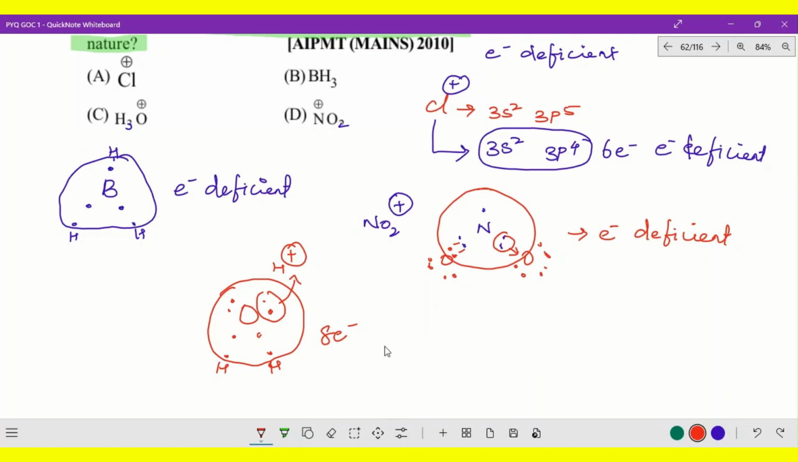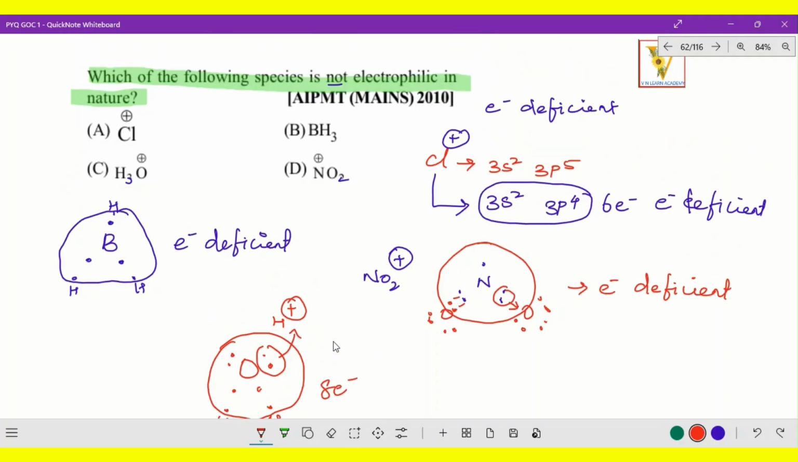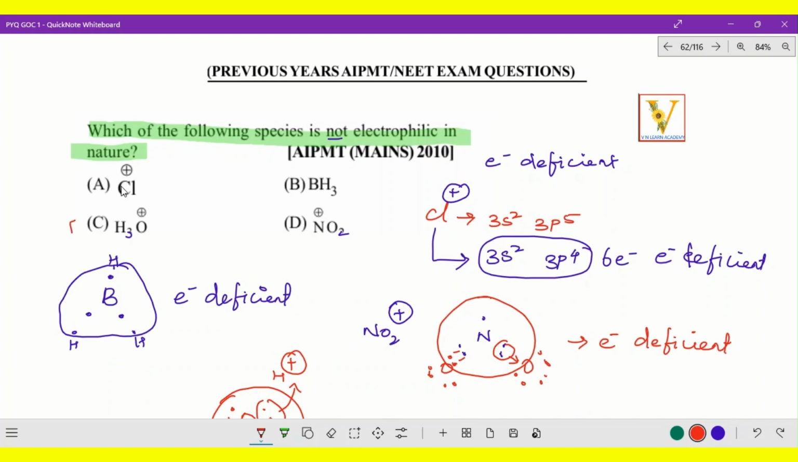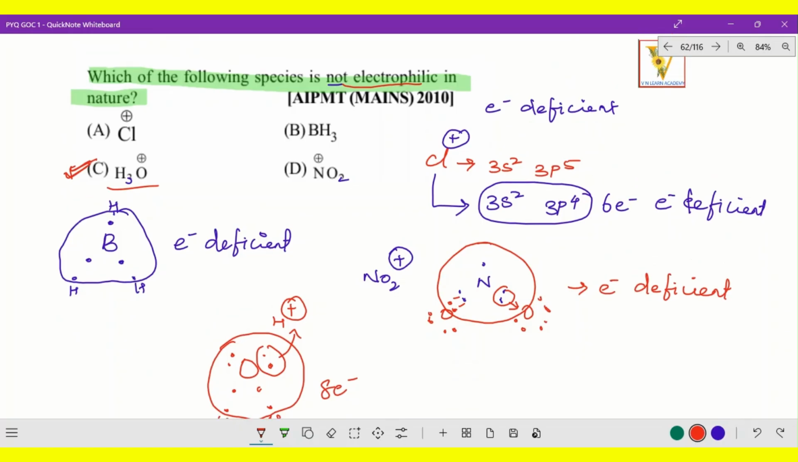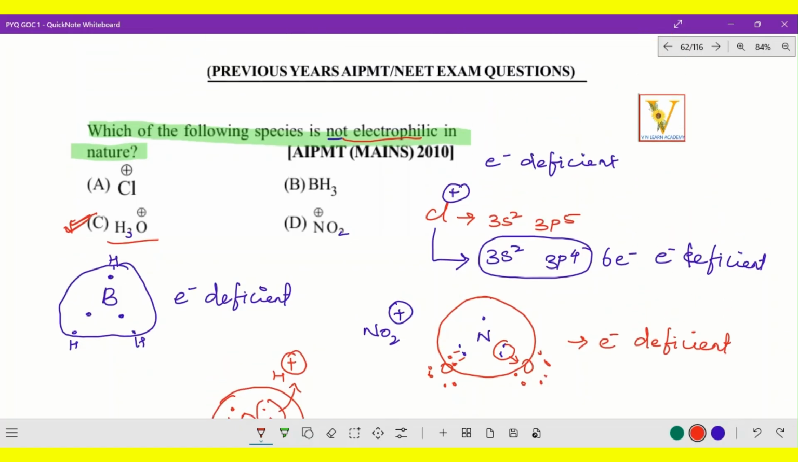So 8 electrons means it is not electron deficient, it is electron rich, it is completely filled. So H3O plus is completely filled, whereas Cl plus, BH3 and NO2 plus are all electron deficient. Only H3O plus is completely filled, so this is not electrophilic in nature. This is the answer. I hope you got an idea how to identify electron deficiency. Come on, let's go for the next question.